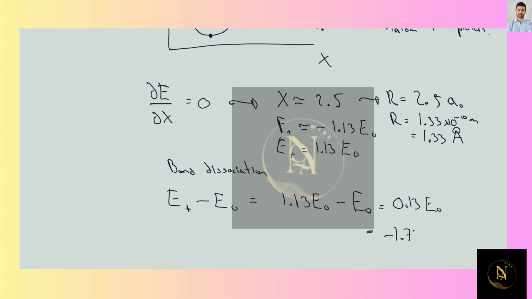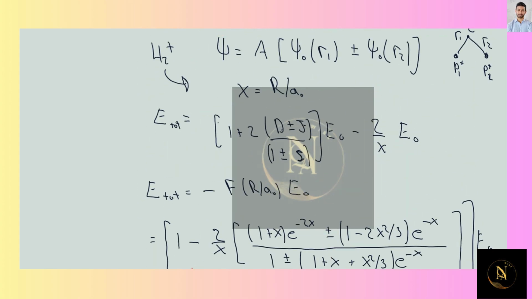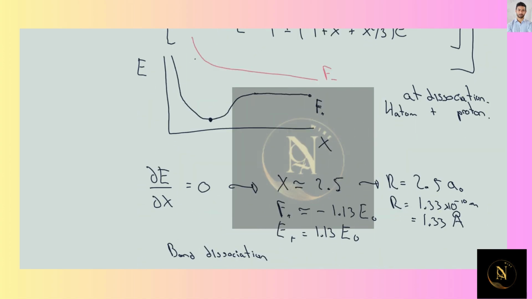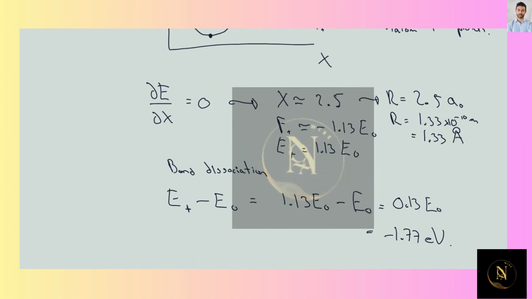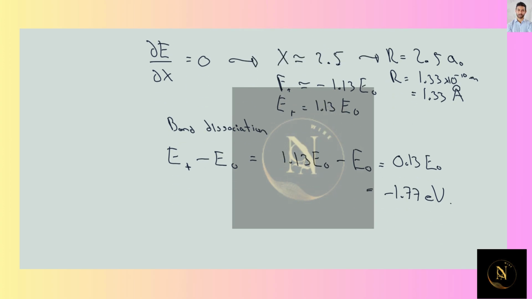minus 1.77 electron volts. Now, this of course depends on the wave function that we employed as ansatz. In this case, I used a very common approach, which is considering a linear combination of the ground state functions for hydrogen atoms located at both of the protons for our system, and these are the results that we get. This is not exactly the experimental result, but it is quite close, and this is the most common result that you're going to be able to find in most quantum chemistry textbooks.